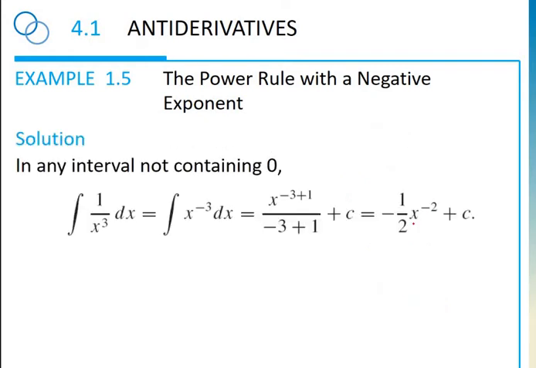There it is. This is the same as writing -1 over 2x squared plus c. These are actually equivalent, so we got it right. Sometimes you write the expression like this, sometimes you don't. Let's see another example.